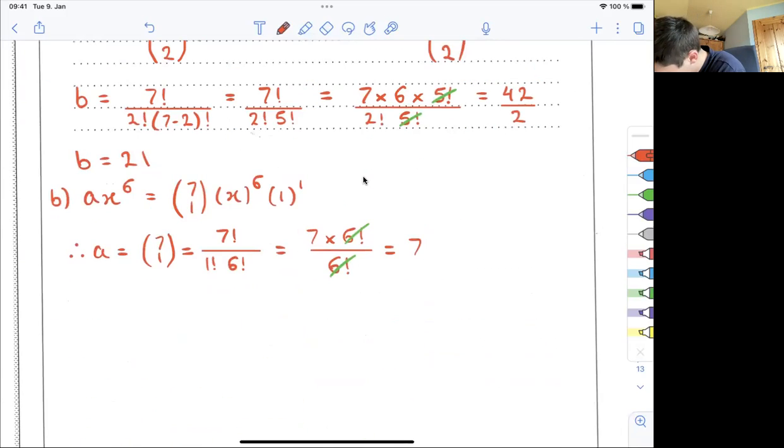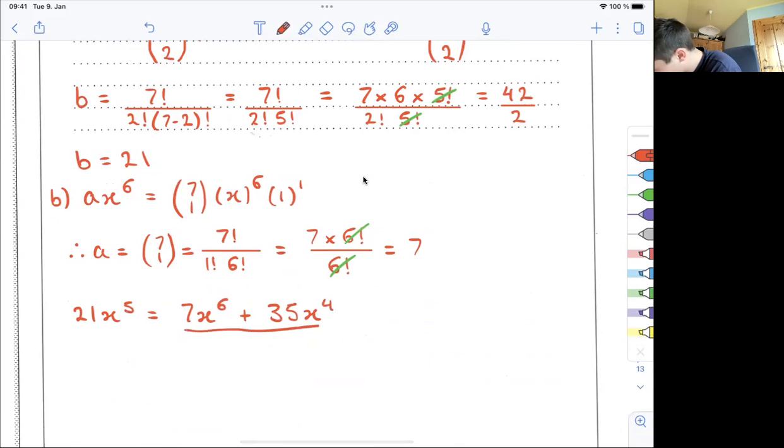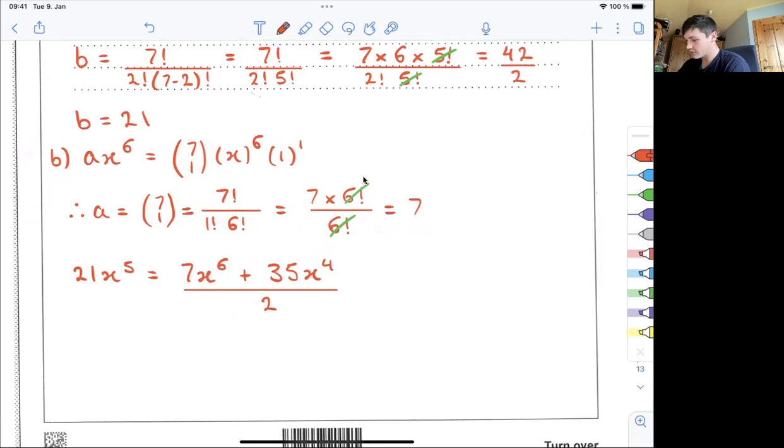So 21x to the power of 5 is equal to 7x to the power of 6 plus 35x to the power of 4, divided by 2. That's the way to calculate the mean of two terms: you add them together and then divide by the number of terms, which is 2 here. And so here we have an expression where we're going to have to do some manipulation, and figure out what we'll do from here.